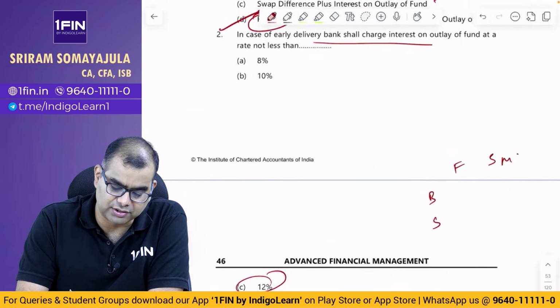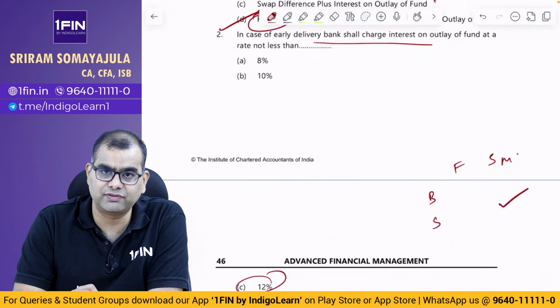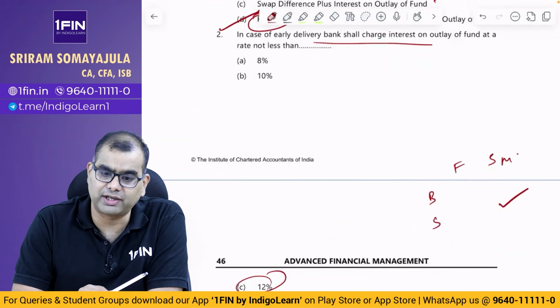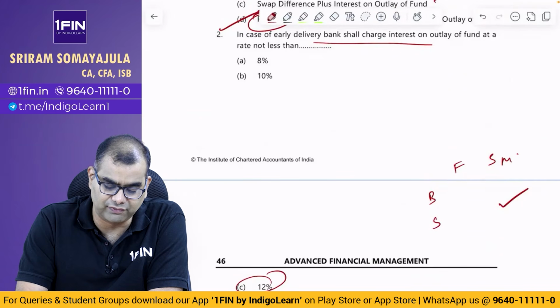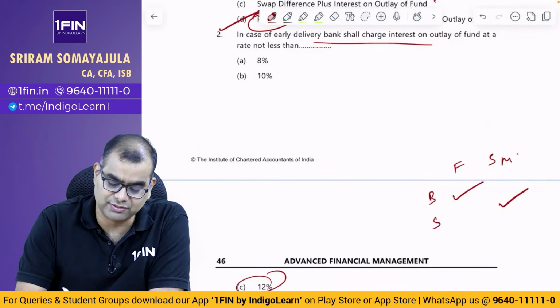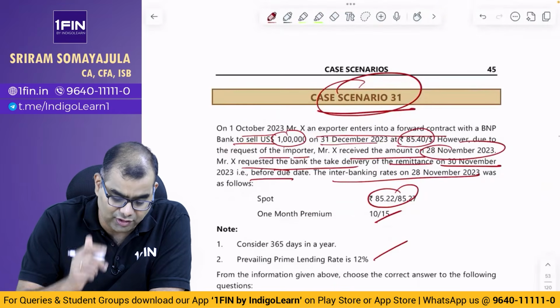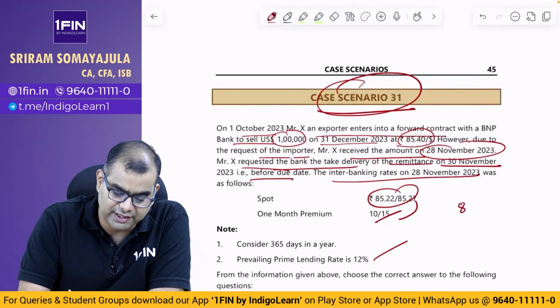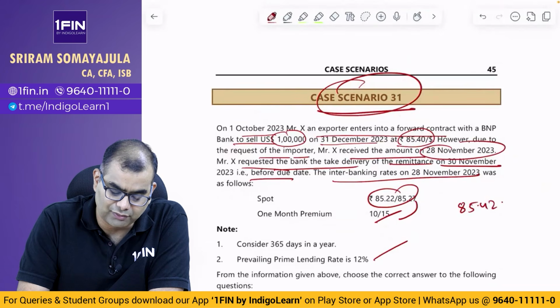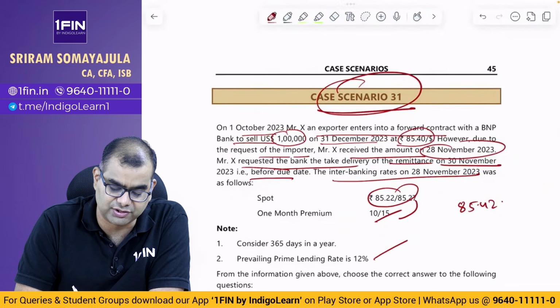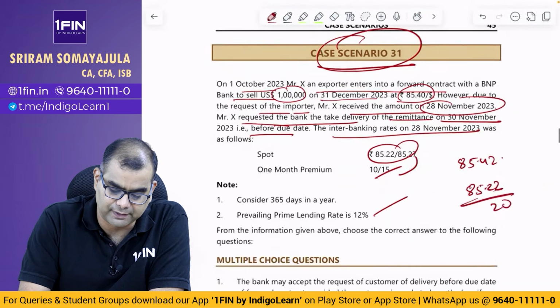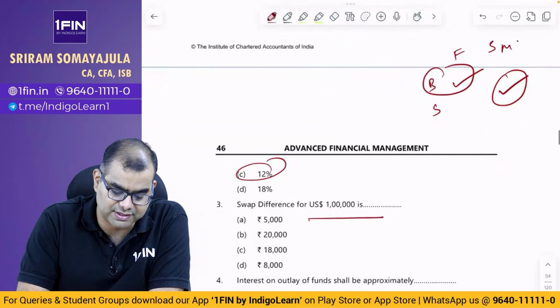So this is what the bank is doing. If they are selling it off in spot, on the due date of the original contract they don't have fresh dollars to deliver, so they have to buy forward. So the swap is the bank buying something on forward and selling something on spot, and the difference between those two. What are they buying on forward? The bank buys at 85.27 plus 15, 85.42, and the bank is selling at spot. Whatever they have today, they are selling it off at spot, and they will get 85.22. So the difference is 20 paisa, correct? This 20 paisa is swap charges. 20 paisa for 100,000 is 20,000, right?